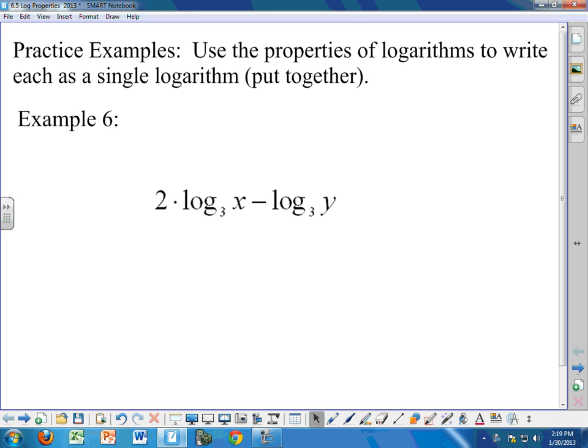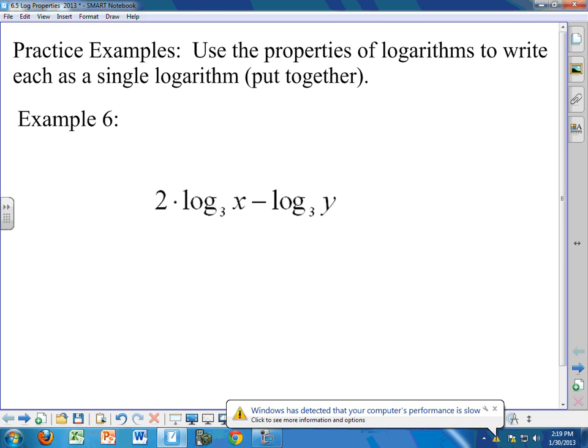So the first half we started with properties of logarithms, and now we're working into the second half of this video where we're going to do some practice examples using the properties of logarithms to either write several logarithms as a single logarithm or to take a single logarithm and break it down into several others.